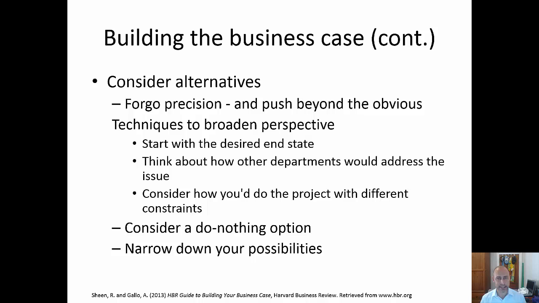Always put into your business case the do nothing option and do a costs and benefits for the do nothing as well. And then once you've got several alternatives, start to narrow down through the use of advantages and disadvantages listing to what your best option is.